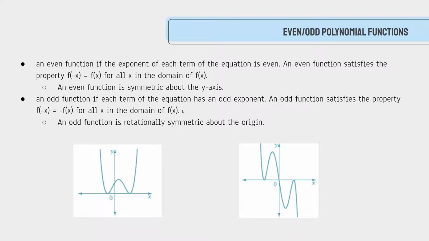An odd function is one where each term of the function has an odd exponent. An odd function must satisfy the following property: f of negative x has to equal negative f of x for all x in the domain of f of x. An odd function is rotationally symmetric about the origin.